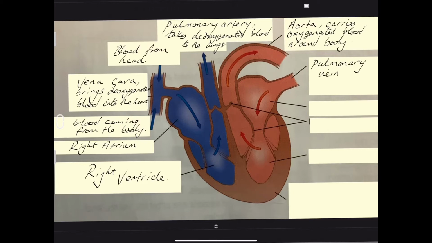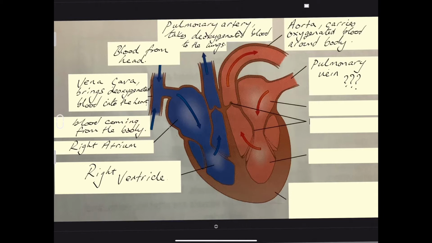So what I want you to do is pause the video here, and type back to me on Teams why this blood vessel, which is draining blood into the left atrium, is called the pulmonary vein. To give you a clue, it's bringing blood from the lungs. But why do we call it the pulmonary vein?